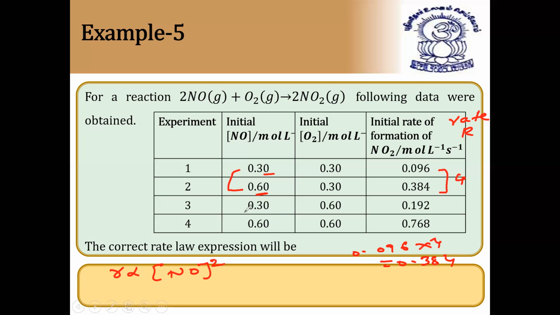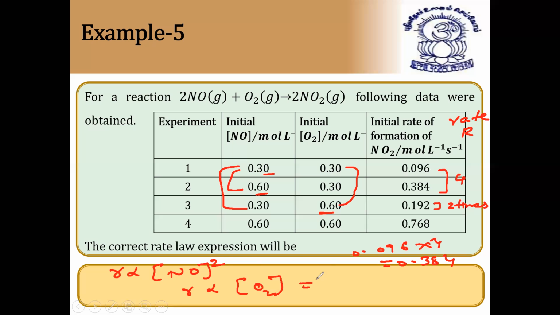Second instance, now by keeping nitric oxide constant and doubling oxygen, compare experiments 1 and 3. If you compare 1 and 3, what happens? By keeping nitric oxide constant, only the concentration of oxygen gas is doubled. Then the rate increases 2 times. So if this is doubled, the rate is also doubled. By this you can write that rate is also proportional to the concentration of O2 only.